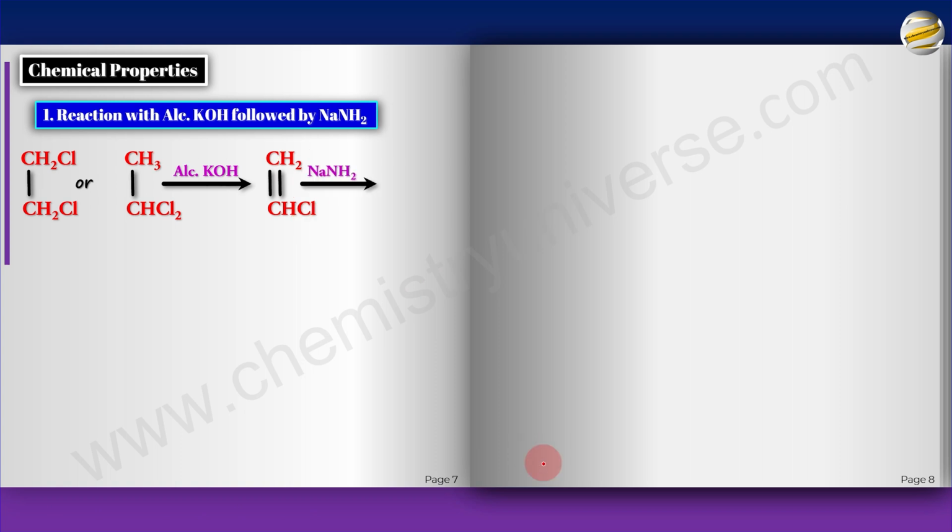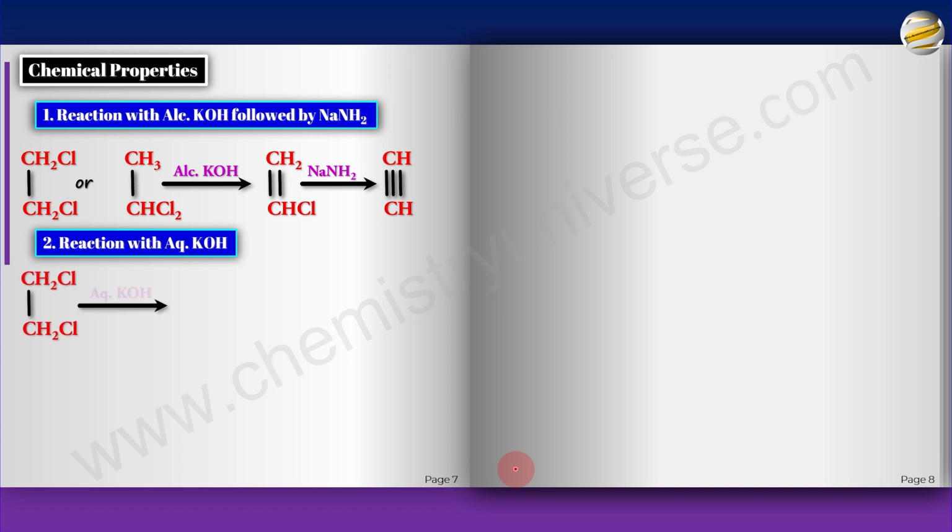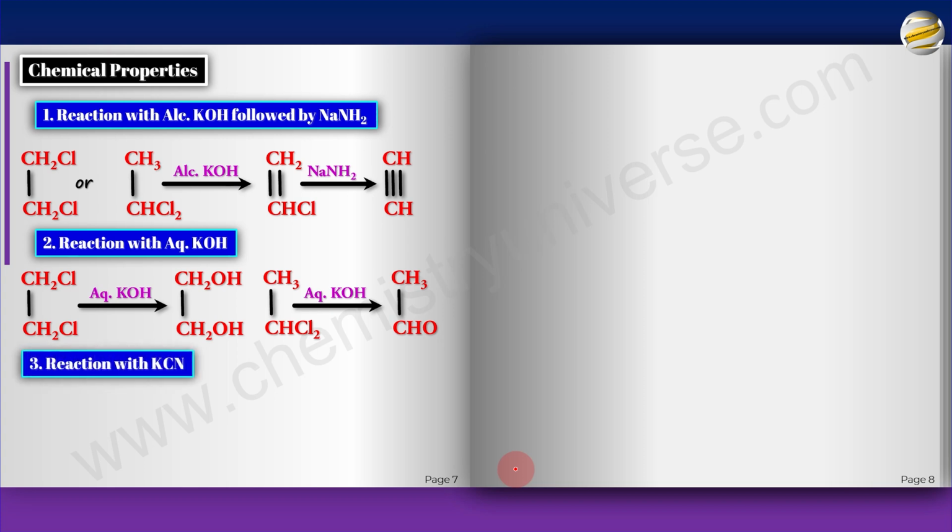Now, why do we need that? All of that detail will come in alkynes. For now, we'll just look at what the reactions are. Then you have the reaction with aqueous KOH. And this is pretty simple. This we all know, that with aqueous KOH you'll get a glycol. And if you were to have a geminal one, you'll get an aldehyde, because one carbon having two OH won't be stable. Then we have the reaction with KCN.